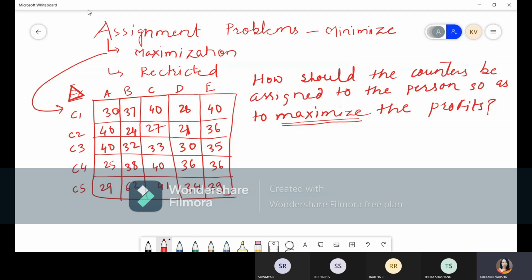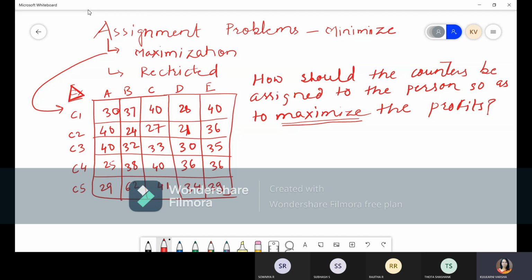When it comes to the maximization of profit, even in transportation, if it comes for the maximization of profit, it is a special category. So what we need to do in that case is very simple, no much change. First we have to check always whether it is balanced or unbalanced. It is a balanced assignment problem because the number of rows is equal to the number of columns. So it is a balanced problem.